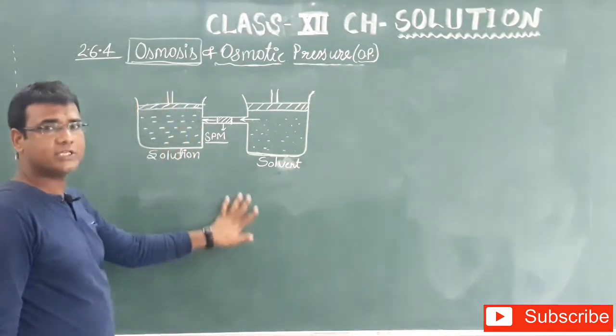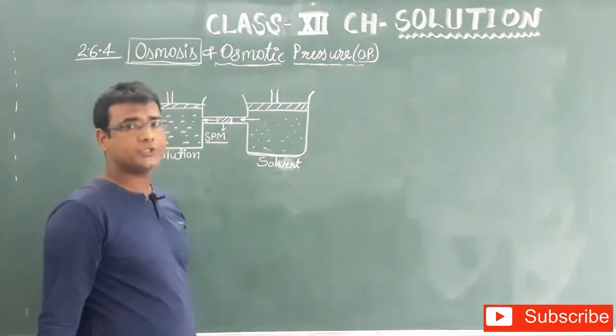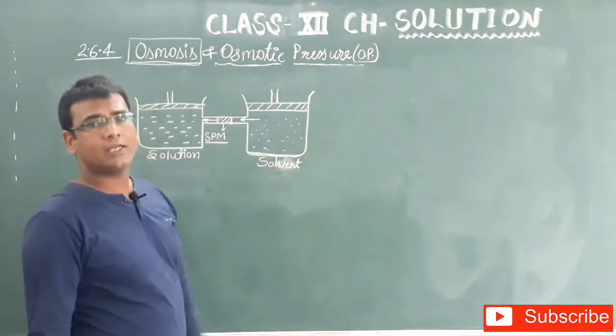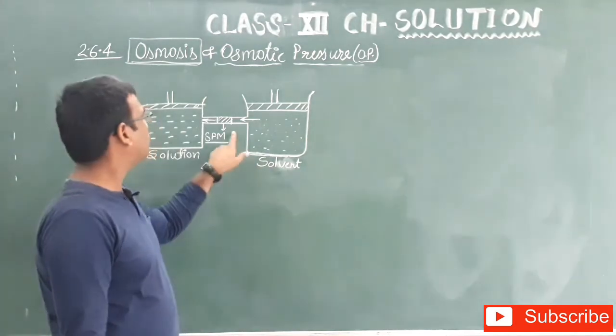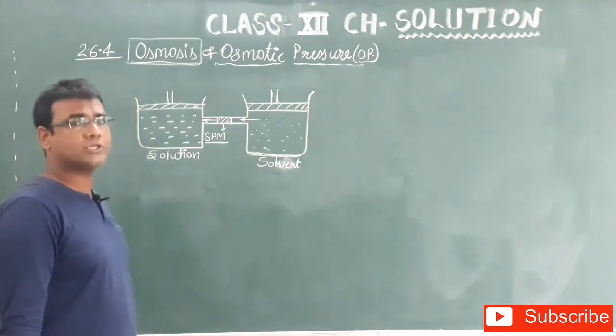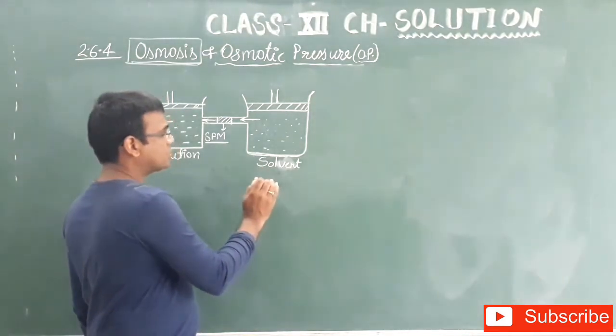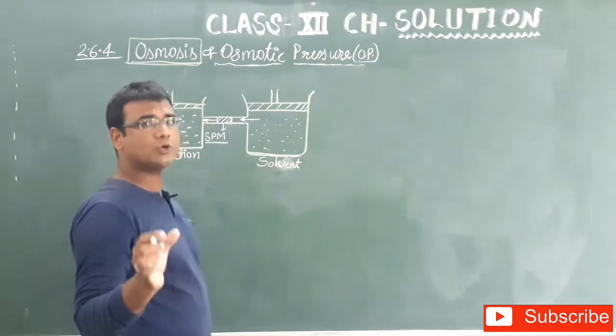This process, that is a physical process, is called osmosis. So what is the definition of osmosis? The movement of solvent particles or solvent molecules through SPM from its higher concentration to lower concentration. Now when we are saying higher concentration, we are talking about the concentration of solvent.